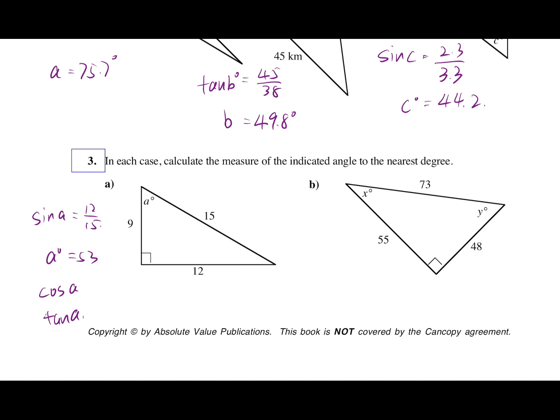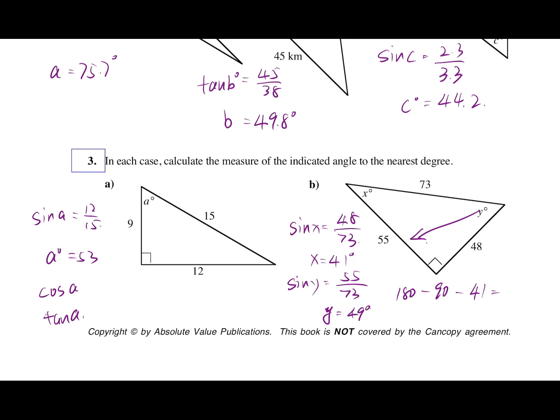And for this one, for B, we can use sine x equals opposite 48 divided by 73, so x is 41 degrees. But for y, we can still use sine y, where sine y is 55, the opposite, divided by 70, so y equals 49 degrees. Or when you have the measure of x, you can use 180 minus 90 minus 41 equals y, still 49 degrees.